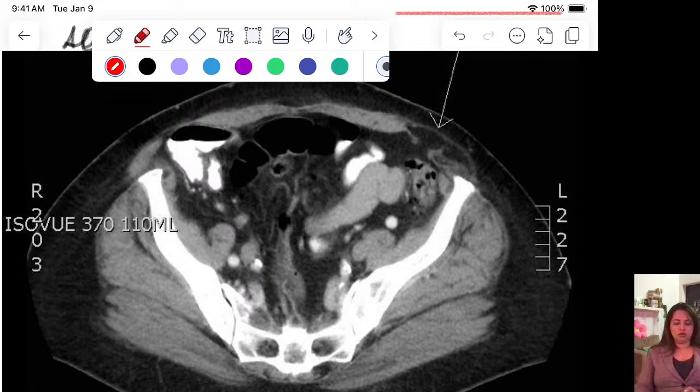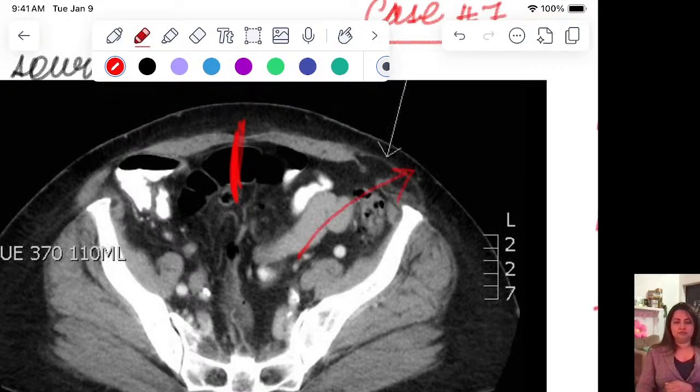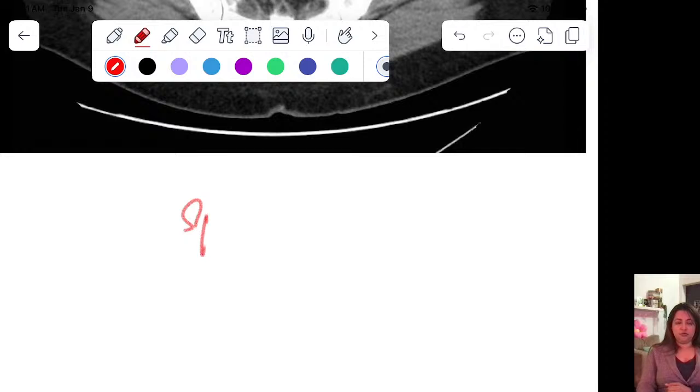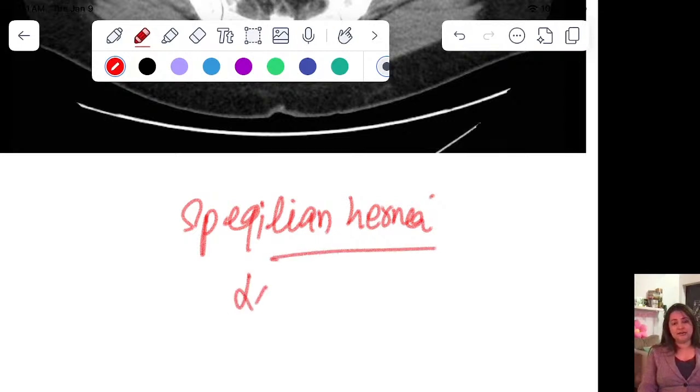If the defect were here between the two recti, that could be diastasis recti. The defect is lateral here. So this is a case of Spigelian hernia. Remember, this is a case of Spigelian hernia. Spigelian hernia is not central, it's a lateral defect.